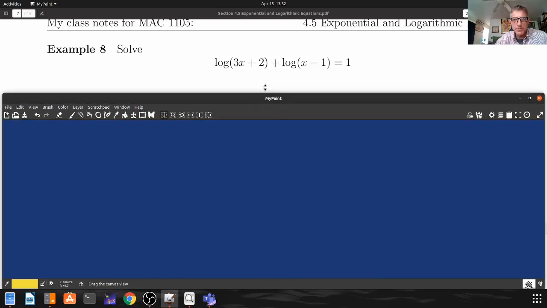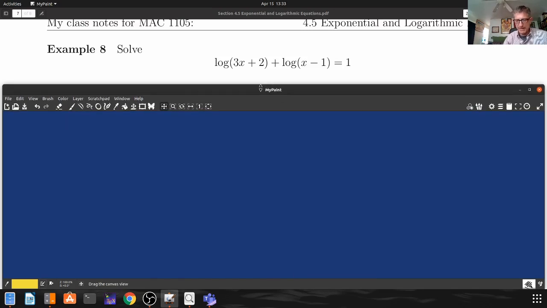This is a good one. So again, this is number 8. So I have log of 3x plus 2 plus log of x minus 1 is equal to 1.